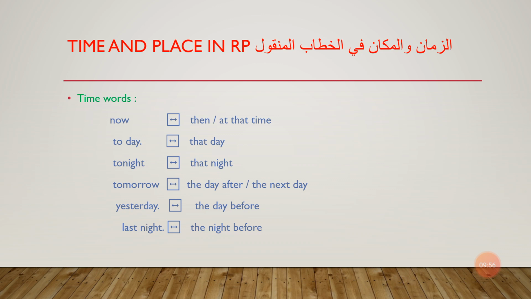Now, time and place in reported speech. الزمان والمكان في الخطاب المنقول. Time words. شنو عندنا في time words؟ إلا كانت عندك كلمة بحال now كتولي عندنا في indirect speech then or at that time. إلا كانت عندك today becomes that day. Tonight becomes that night. Tomorrow becomes the day after or the next day. Yesterday becomes the day before.